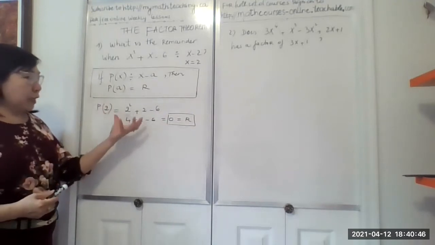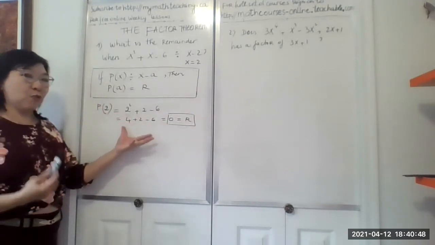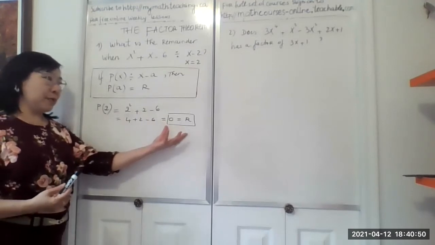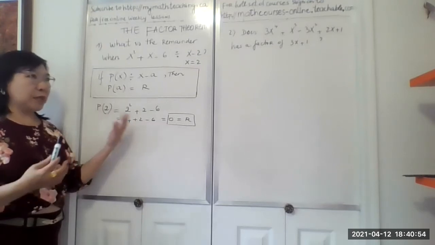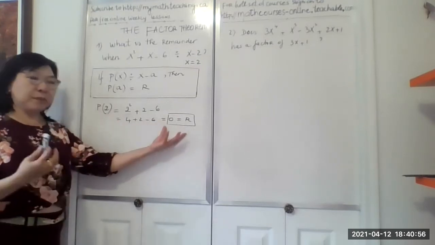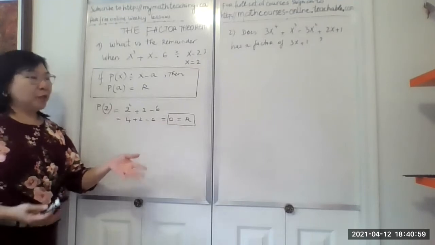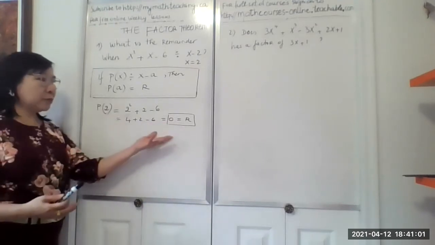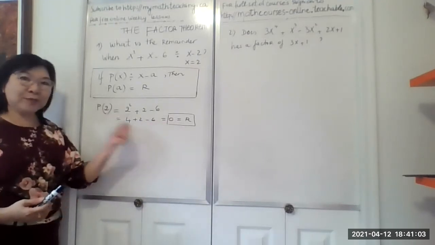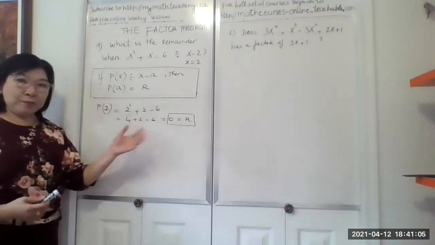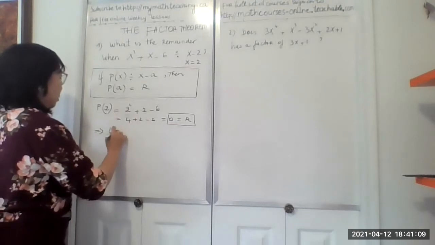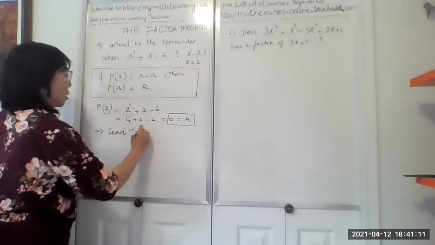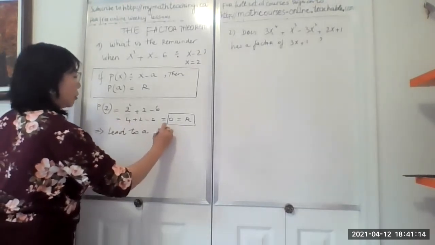If we calculate and we get the answer is 1, then the remainder equals 1. If we calculate the answer is minus 3, then of course the remainder will be equal to minus 3. But in this case, we have the remainder equal to 0. So this phenomenon leads to the factor theorem.